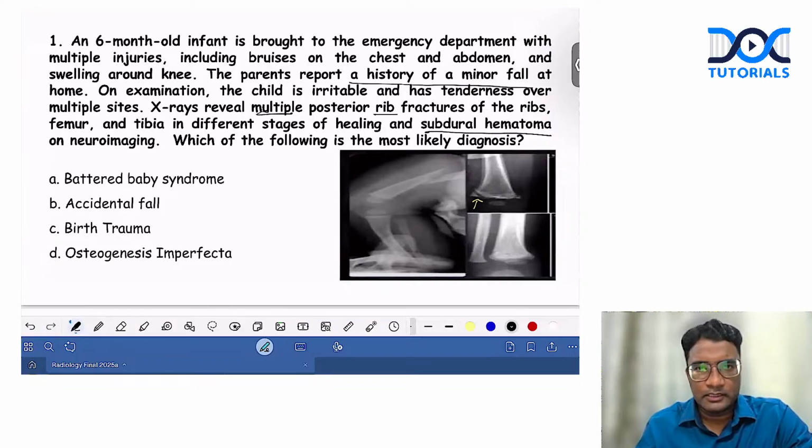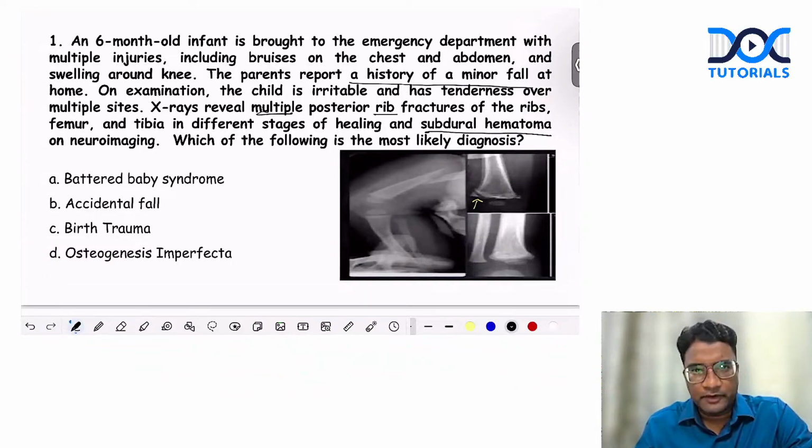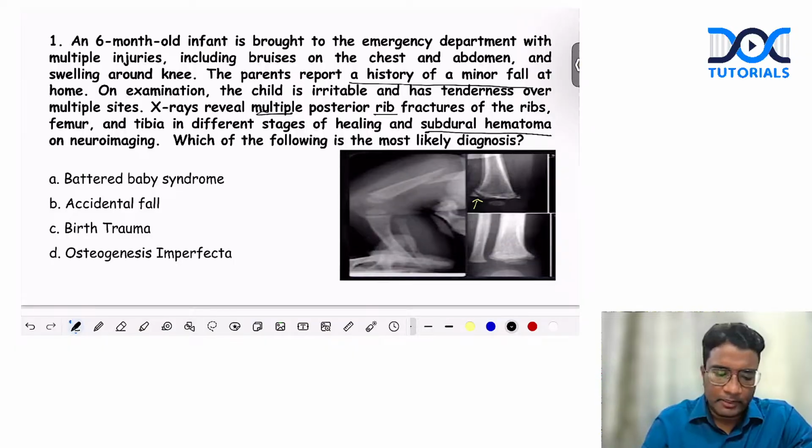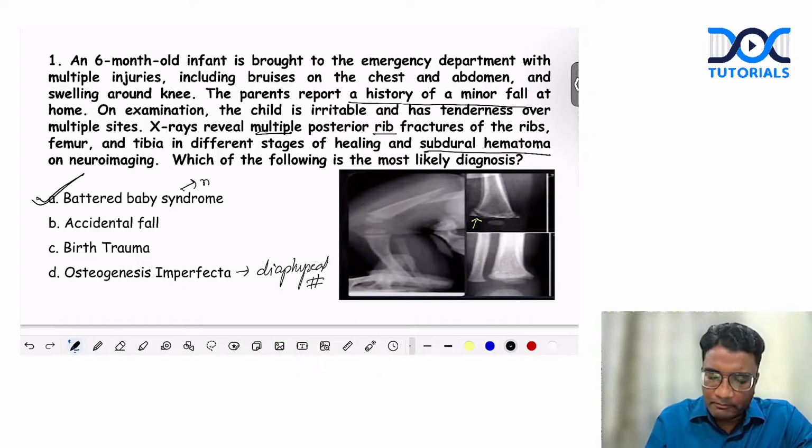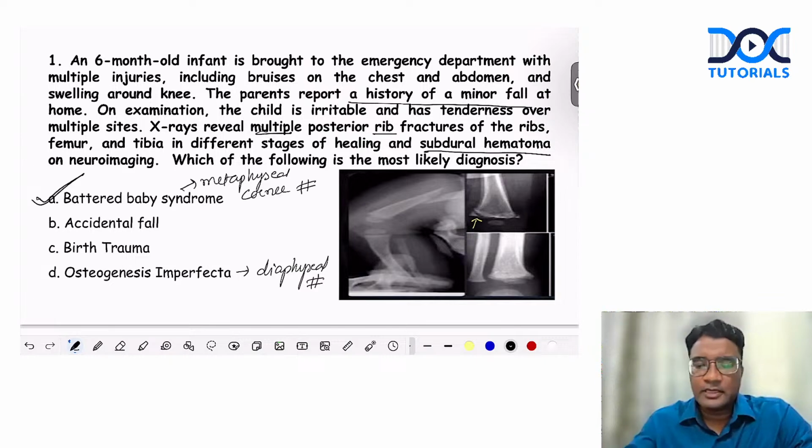This would not be osteogenesis imperfecta. This would be classic battered baby syndrome. Osteogenesis imperfecta will have diaphyseal fractures. Battered baby syndrome will have metaphyseal corner fractures. Right? Metaphyseal corner fractures. And remember the presence of subdural hematoma.